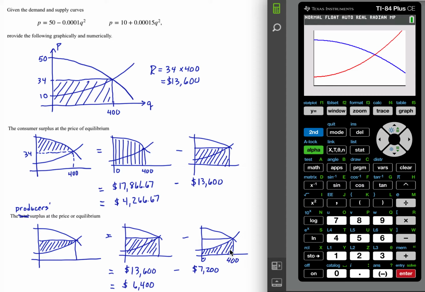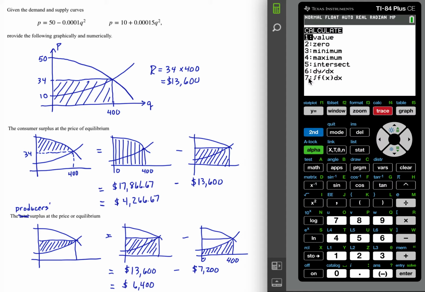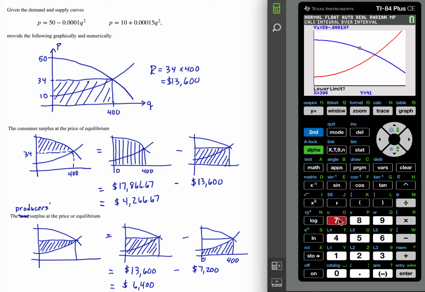So let's find the area between 0 and 400 under the supply curve. Here I'll press 2nd Trace for Calculate, number 7 for the integral. I'll press the down arrow key so that I'm now on the supply curve. Answer the questions. Lower limit, that's x equals 0. Press enter. The upper limit will be at 400. Press enter, and it will shade that area in, and you'll get 7,200.